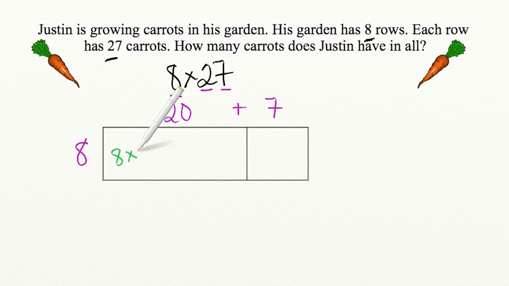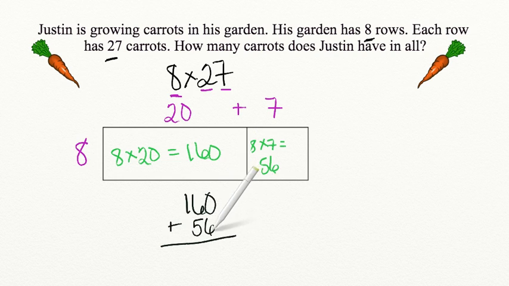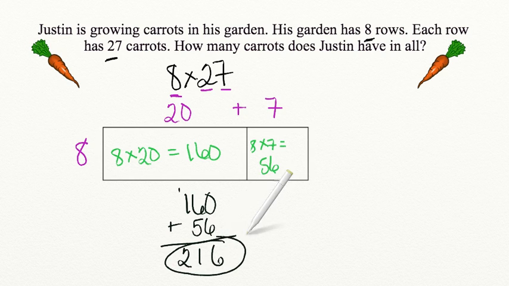So we always write it in our box to stay organized, and 8 times 20 equals 160. 8 times 7, we're going to write it in our box. 8 times 7 equals 56. So now we just need to add these together. 160 plus 56 equals: 6 plus 0 is 6. 6 plus 5 is 11. Carry our 1. 1 plus 1 is 2. So we're going to say that his garden has 216 carrots in all.